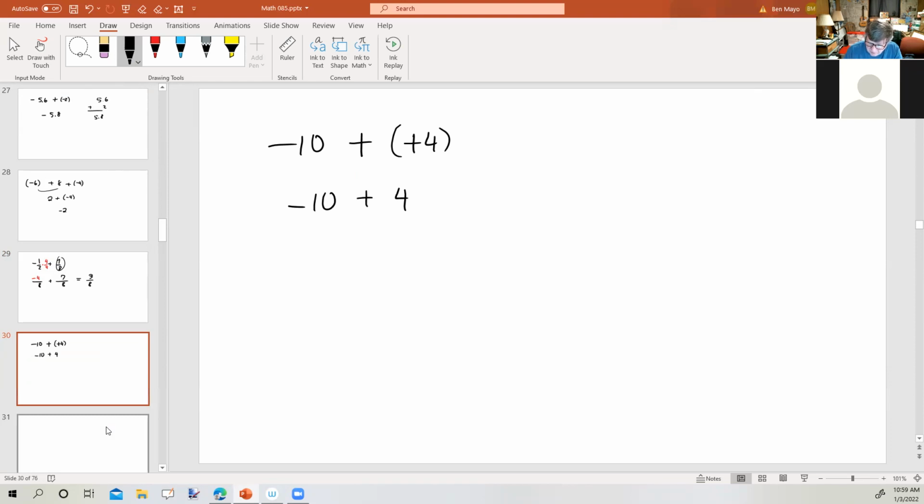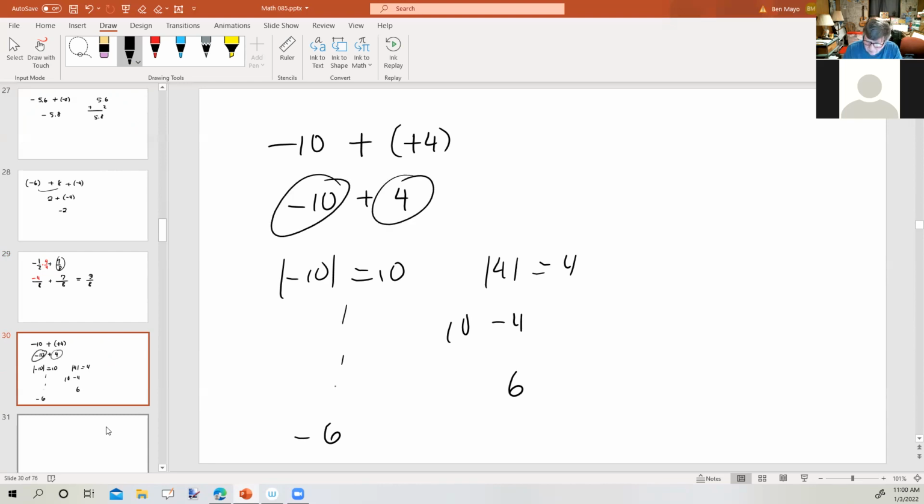So what do we do? We subtract the smaller absolute value from the larger. So let's see, the absolute value of negative 10 is 10. The absolute value of 4 is 4. 10 minus 4 is 6. But then we attach the sign of the number with the largest absolute value. So final answer, negative 6. If you're 10 in the hole and 4 to the good, you're still 6 in the hole.